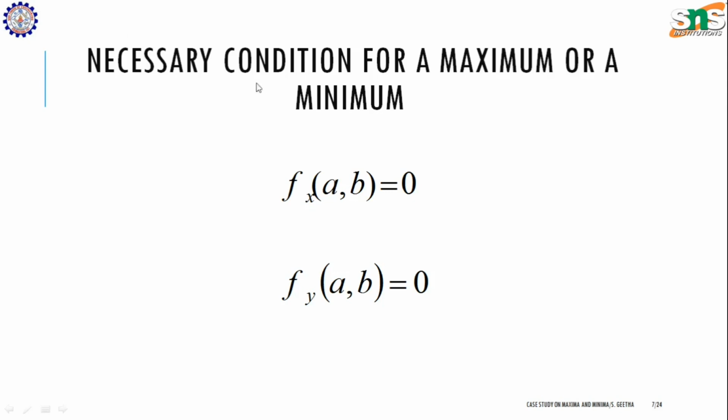Next, necessary condition for a maximum or a minimum. fx of a comma b equal to 0, fy of a comma b equal to 0. Here fx represents the derivative of f with respect to x. fy represents the derivative of f with respect to y.